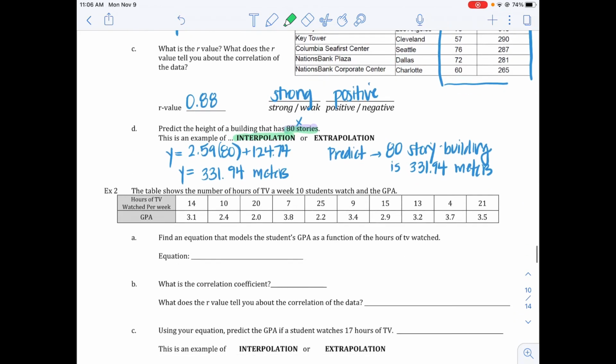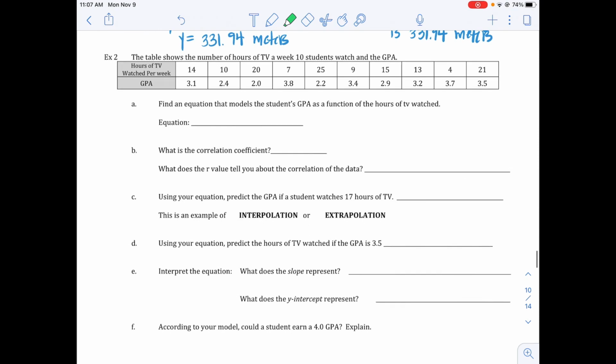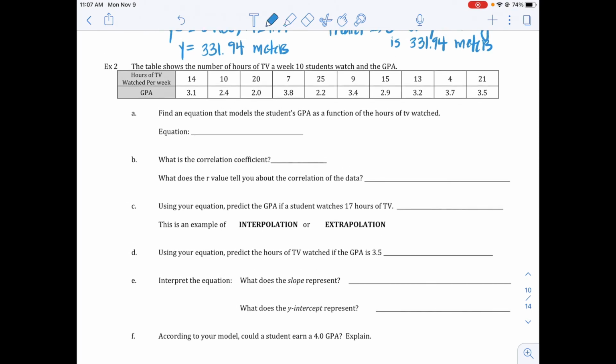Okay, so what I want you to do is pause the video and try to calculate part A, finding an equation that models the student's GPA as a function of hours of TV watched. So the table shows the number of hours of TV a week 10 students watched and their GPA. So again, hours of TV watched and our GPA. L1 is going to be our top value, also known as our X, our input. L2 is going to be my output, which is Y. And I want you to try, pause the video, and find the line of best fit.